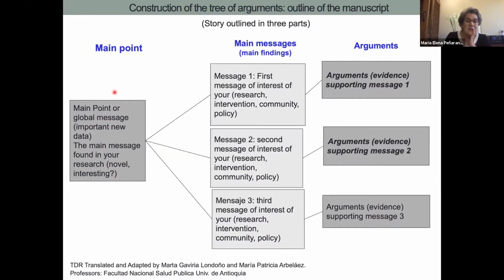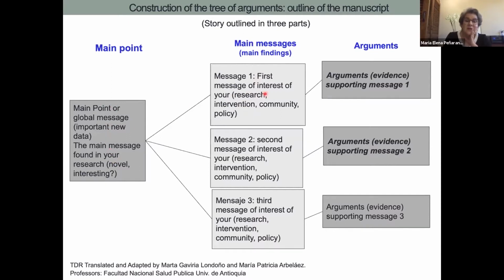The main message found in your research: what is novel, what is interesting, what is the new finding. And then it's going to be done in 3 messages. Message 1 is the first finding, the first message of interest of your research: prevention, community policy. What is it that you found that works? Like in the example of the malaria, the bed nets prevent hospitalizations.